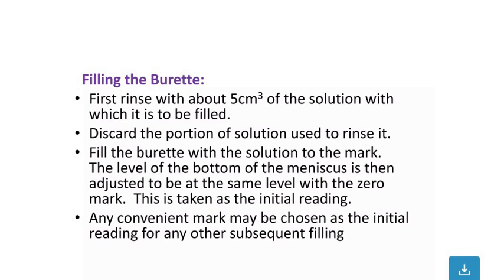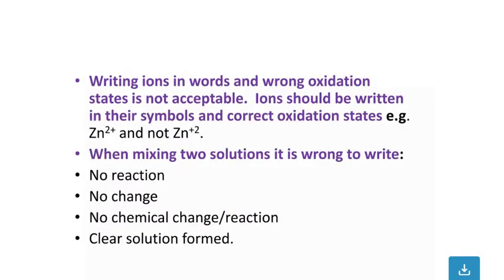The level of the bottom of the meniscus is then adjusted to be at the same level as the 0 mark, and this is taken as the initial reading. Any convenient mark may be chosen as the initial reading for any other subsequent filling. So this is about how you fill the burette.